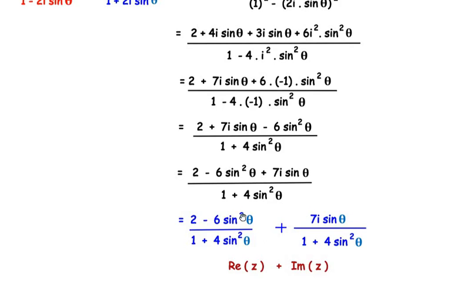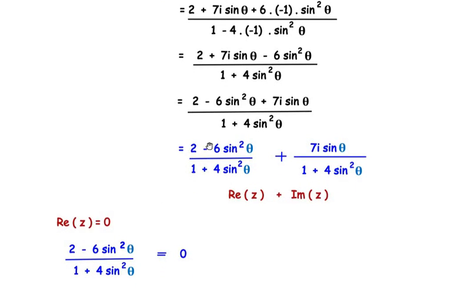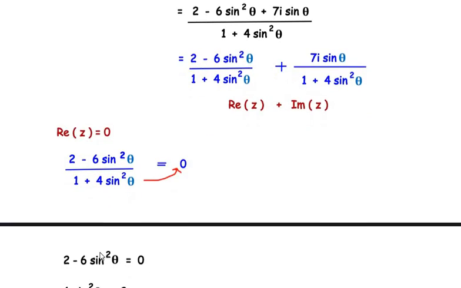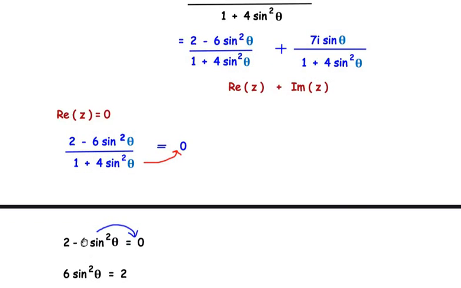So now let us make this expression, that is real terms going down to 0, so real part of z is 0. So 2 minus 6 sine square theta over 1 plus 4 sine square theta is equal to 0. Now taking the denominator on the other side of the equal to sign, this denominator multiplies with 0, so it goes down to 0. So we are left with only the numerator, which is 2 minus 6 sine square theta is equal to 0. Now once we have got this, we can take this minus 6 sine square theta on the other side of the equal to sign. So this expression becomes 6 sine square theta, minus becomes positive when we send it on the other side of the equal to sign. So 6 sine square theta equal to 2.